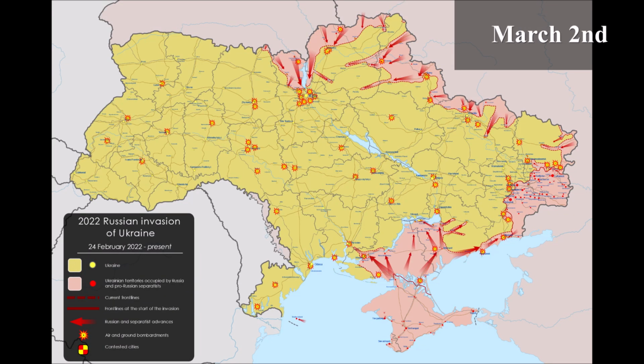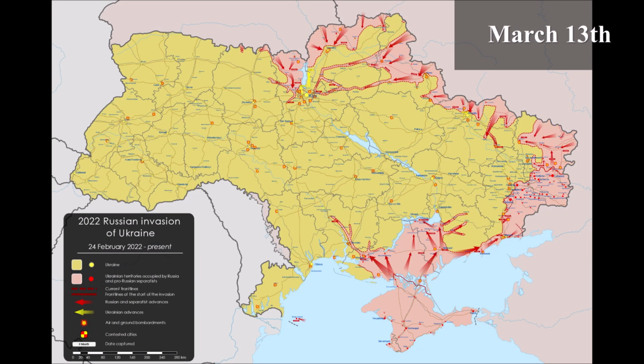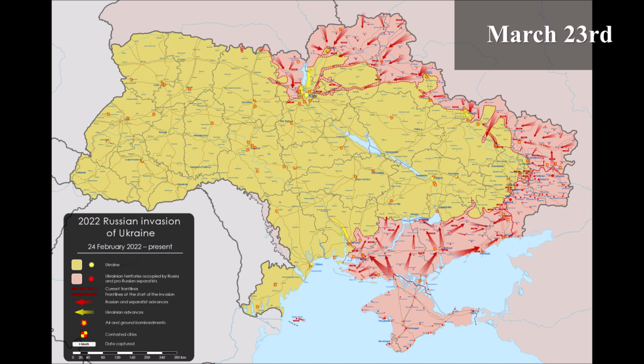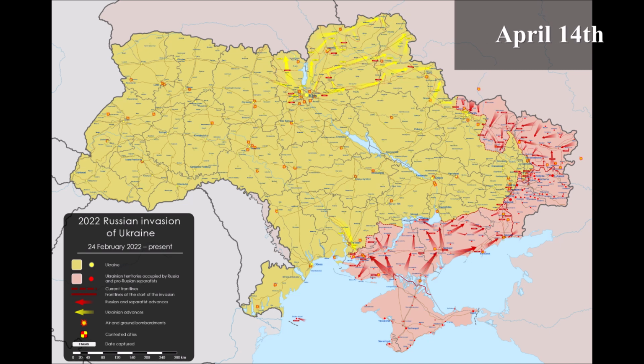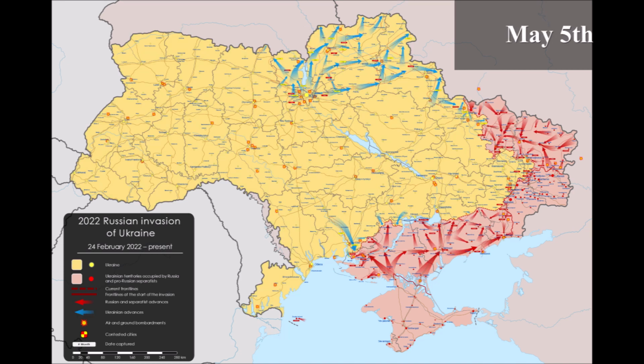This animated map shows the daily progress of the 2022 Russian invasion of Ukraine as reported on Wikimedia Commons each day from February 24th through November 14th. Russia's invasion has had four major phases thus far.